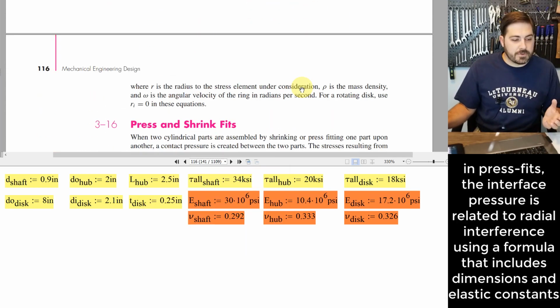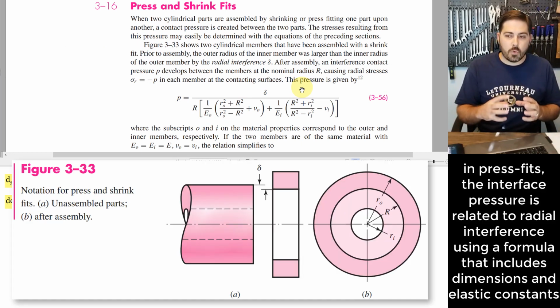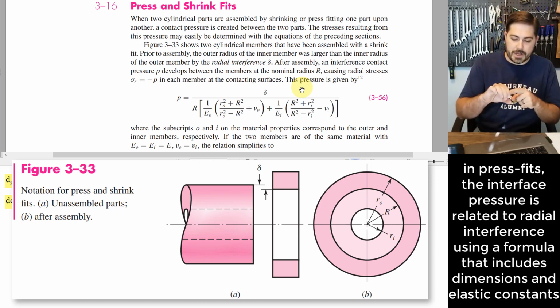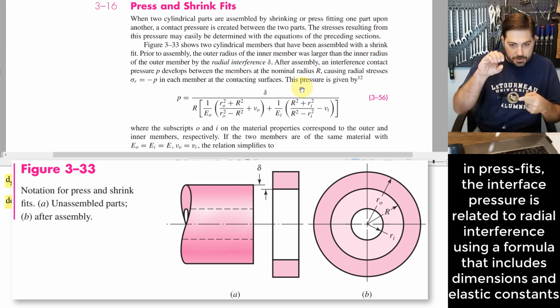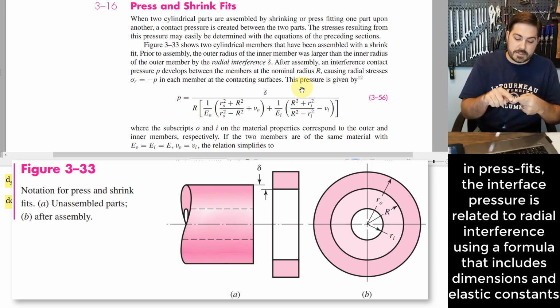The next thing that is covered here in the text is whenever you're putting parts together. One of the ways to attach a part that has a hole in it onto a round piece, a lot of times you call this one the hub and this one the shaft, is that you can machine the hole in the hub smaller than the size of the shaft. Then when you start pushing the shaft in there, the two parts will actually elastically, hopefully, deform.